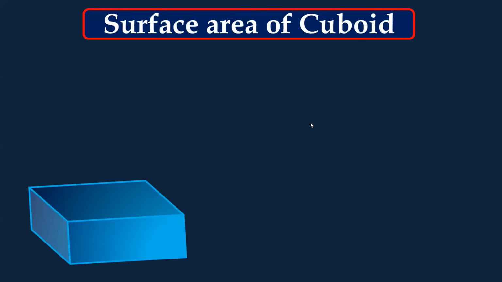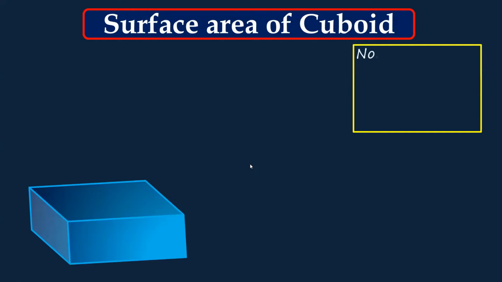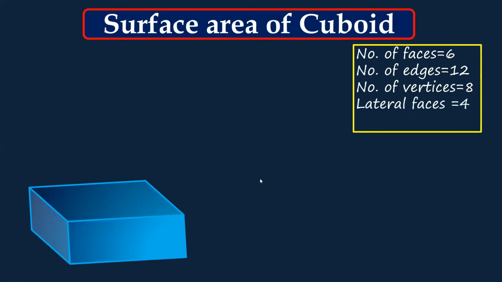Now, let's see how to calculate the surface area of a cuboid, right? Here we have one cuboid which has number of faces equal to 6, number of edges equal to 12, and number of vertices equal to 8, with 4 lateral faces. Here the length of this cuboid is equal to L, the breadth is equal to B and the height is equal to H, right?